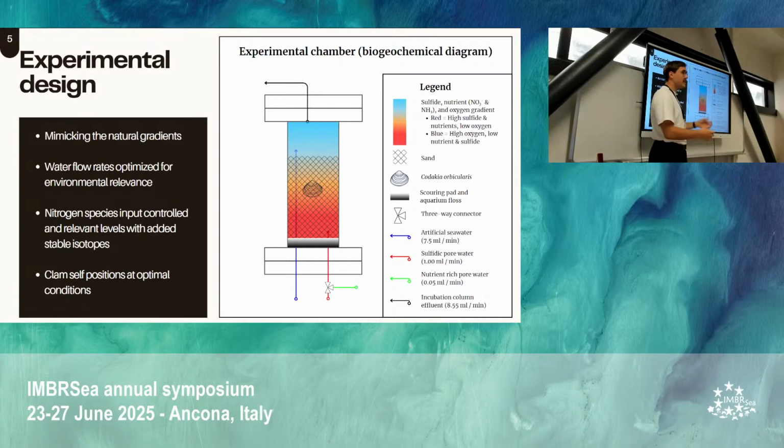And the clam doesn't need a perfect gradient because the clam will find it on its own. That's the best thing about it. So you just need to know that you have two different pools, and then the clam will do the rest.